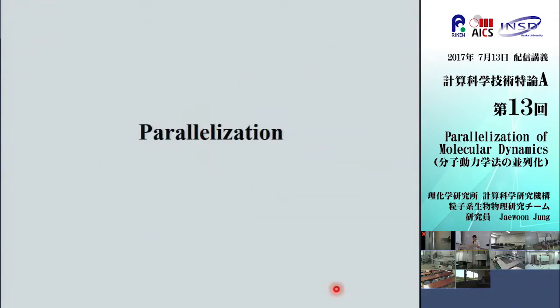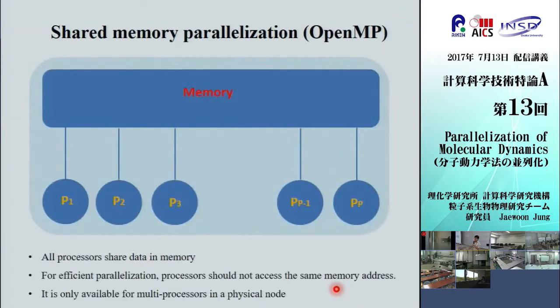Now I finished the overview of MD, and I'll go into the parallelization very briefly. Here I'll talk about three parallelizations. The first one is shared memory parallelization, and the most representative of shared memory parallelization is OpenMP. In this case, all processors share data in a memory. So, just assume that processor 1 writes data in a memory. Then such data can be read in processor 3 or processor 2 and other processors. So they can share the data.